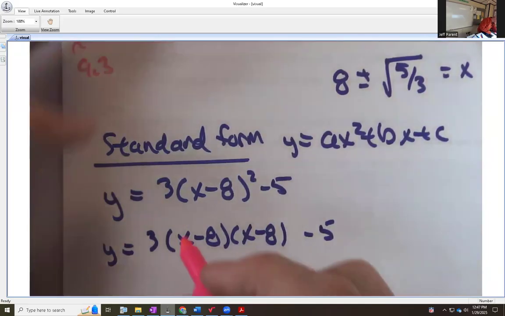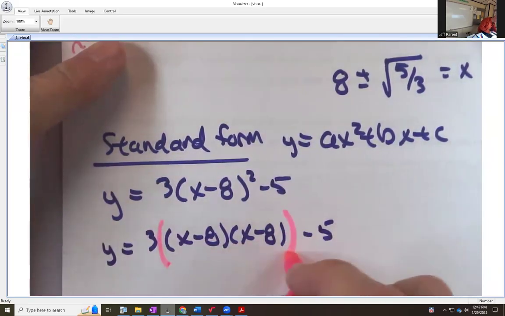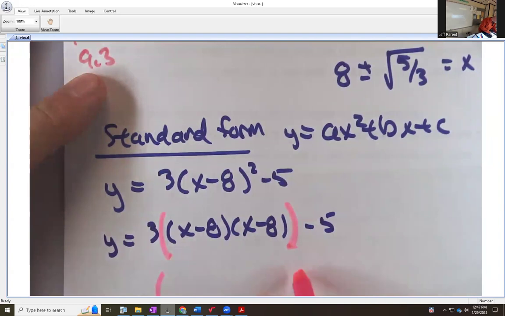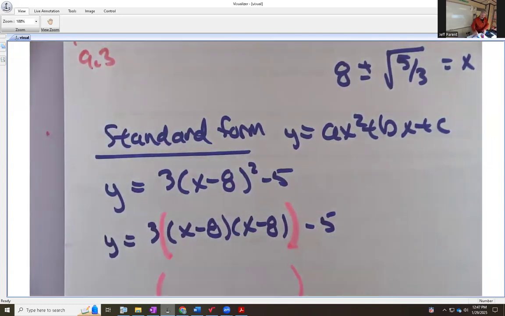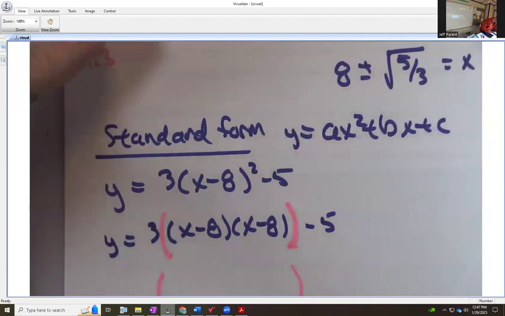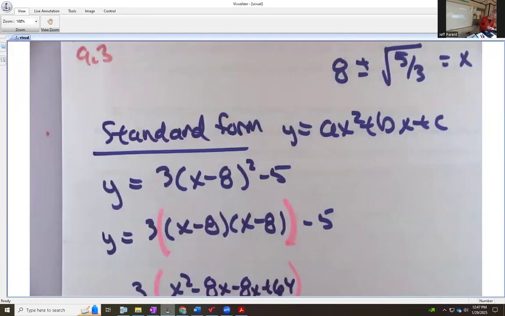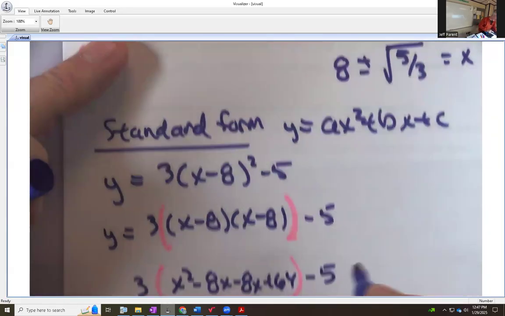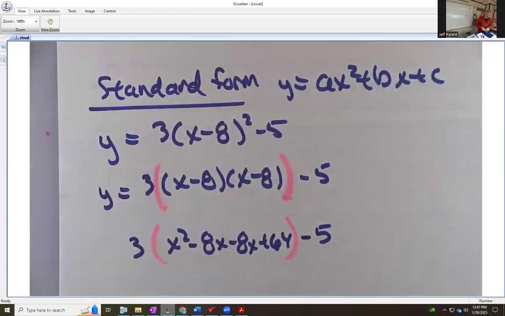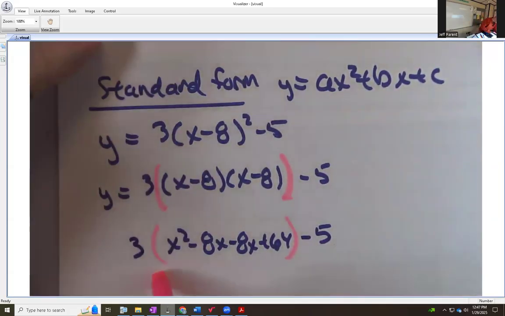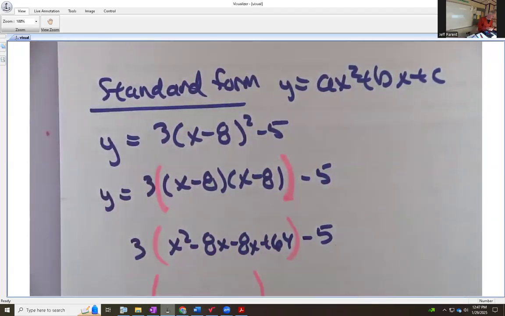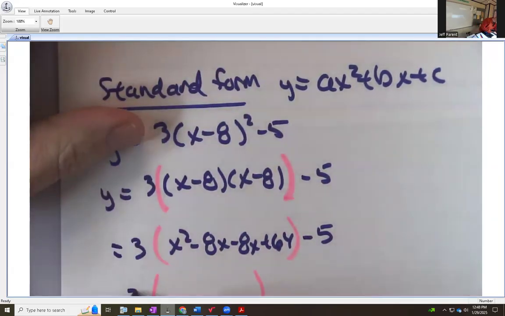And Sage suggested that we focus on these first. So let's square that out and see what we get. So it's going to be 3 times x squared minus 8x minus 8x again plus 64. I still have my minus 5 here. Now I can combine like terms. That's going to give me 3 times x squared minus 16x plus 64 minus 5.